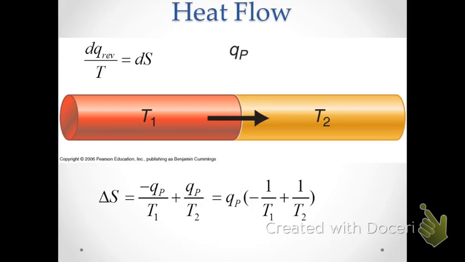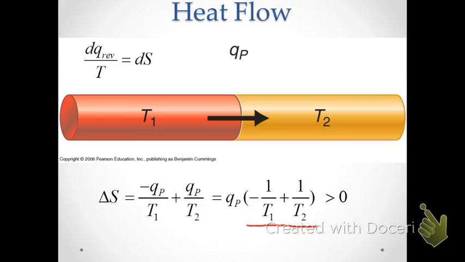So the question is, is this change going to be positive or negative? Well, if body 1 on the left has a higher temperature than body 2, so T1 is greater than T2, that means that the quantity 1 over T1 is going to be less than the quantity 1 over T2. And if that's the case, then this delta S term is going to be greater than 0, because under those circumstances the quantity in parentheses will be positive. So the overall change in entropy will be greater than 0.